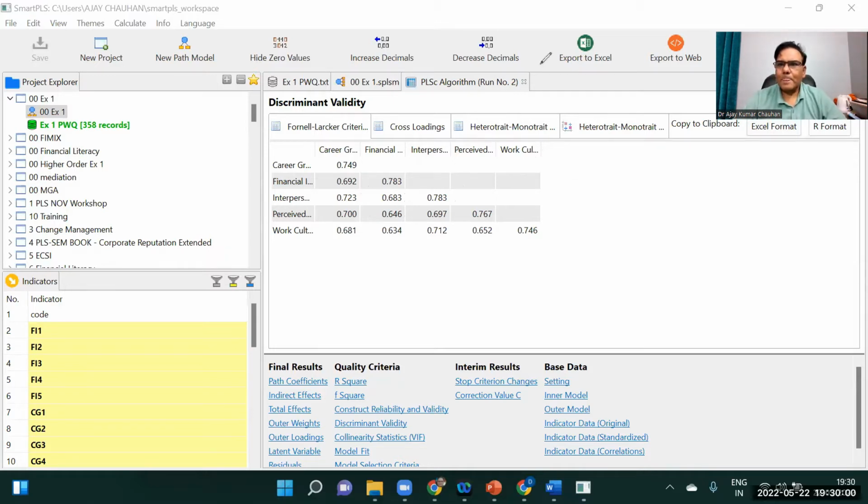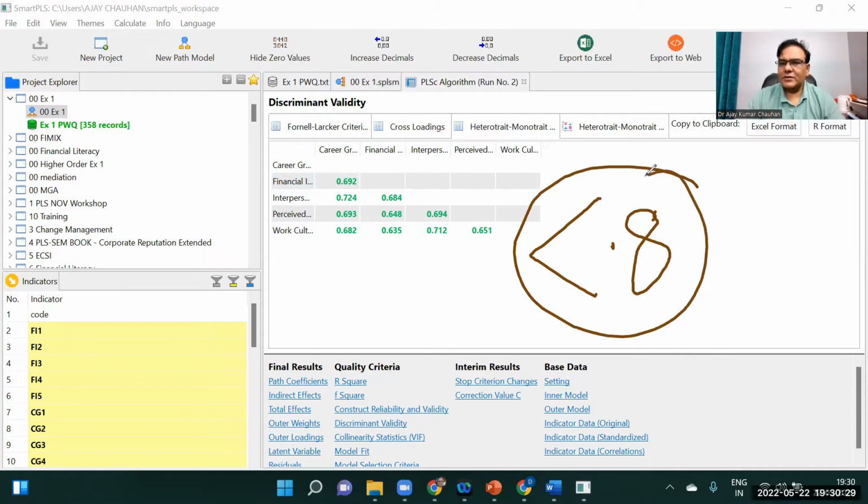Now we are moving to the heterotrait-monotrait. All the values are less than 0.8, so no problem. We are not comparing here one value with another value. We are comparing all the values with a single value that is called 0.8. So all these values should be less than 0.8. If yes, it means you don't have any problem of discriminant validity in the scale. So in this way, we can check the discriminant validity in the model.